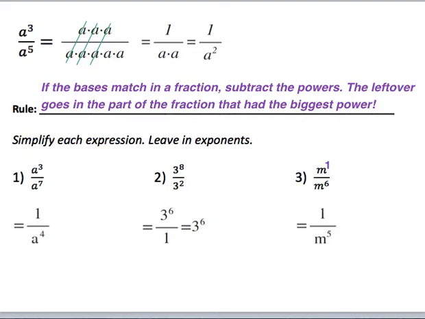Check your answer number 3. Make sure you write in the invisible power of 1 on the m on top of the fraction so that when you subtract your powers, it's 6 minus 1. 5 m's left that don't cancel out. The bigger power was under the fraction bar, so it'd be 1 over m to the power of 5. Try the next 3 problems on your own. Pause the video until you're done.